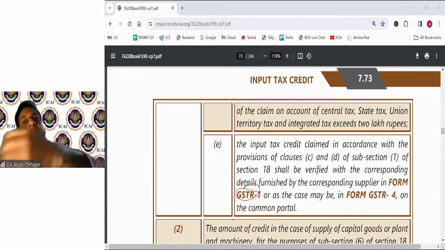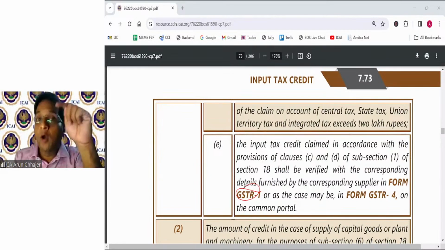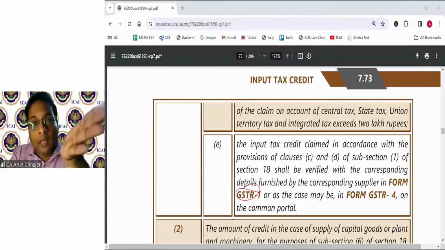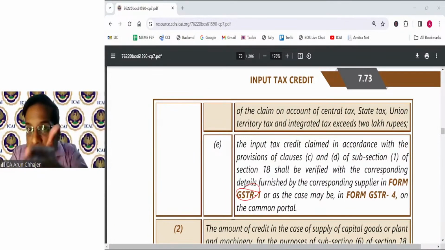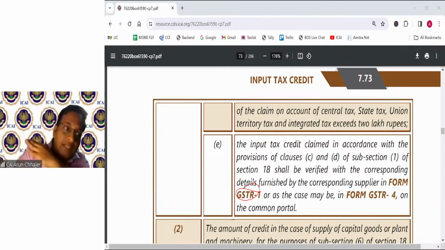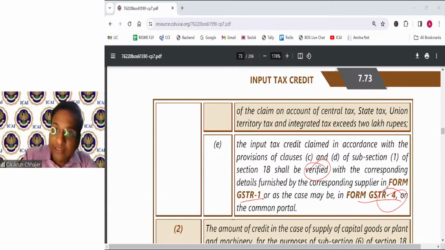And as a reason, I was not able to take ITC. Now that exempt supply has become taxable supplies, I can take the ITC as per 18.1 C and D. Or I was under composition, and now I have become a regular registered person. I can take the ITC. So 18.1 C and 18.1 D say that the corresponding ITC detail has to be verified with GSTR1, correspondingly to A to B, or GSTR4. Correspondingly, it is appearing in my inward statement by which I can verify the details of the taxes.